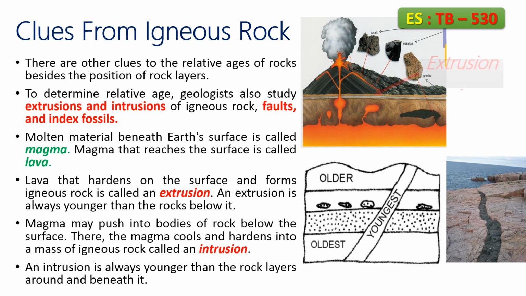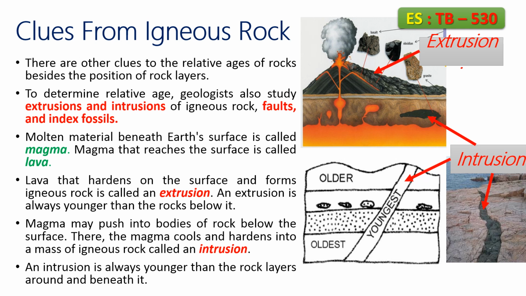Look at the first diagram. You can see extrusions. The lava hardens and forms layers on the Earth's surface. These are called extrusive layers. Look at the bottom diagram. You can see intrusions, and how the intrusive layers are formed. Magma cools and hardens inside the Earth. Such layers are called intrusive layers.